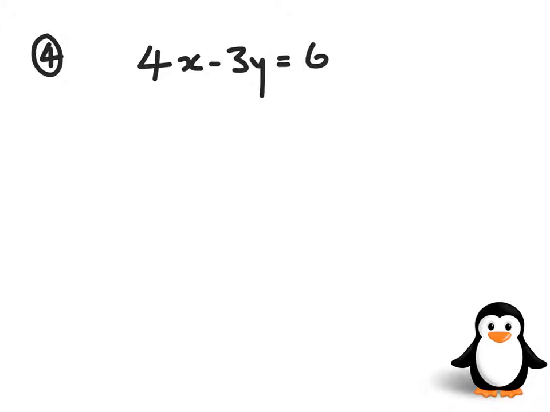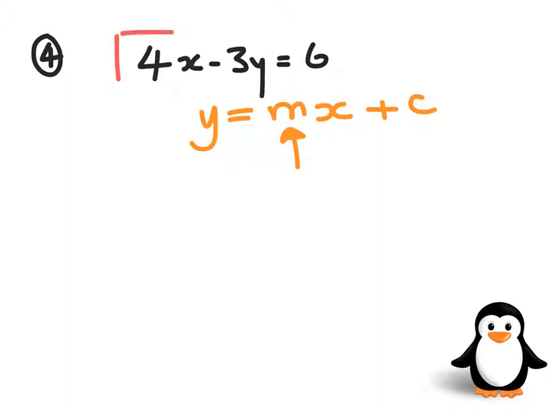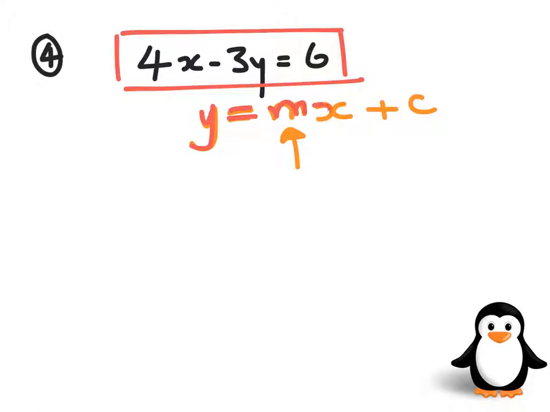Question 4. Long time since we did one of these. Find the gradient. Now the gradient, remember, for a straight line comes from the formula y equals mx add c. And this number here is the gradient. So what we need to do is take this equation up here and rewrite it as y equals something x plus c. So how are we going to do that? Well, let's write it down again. 4x minus 3y equals 6.